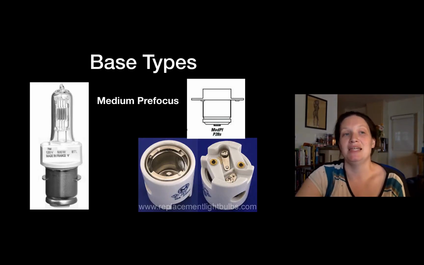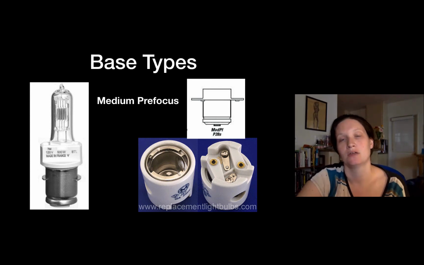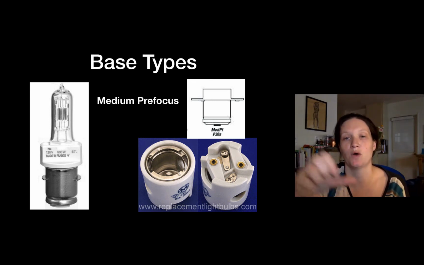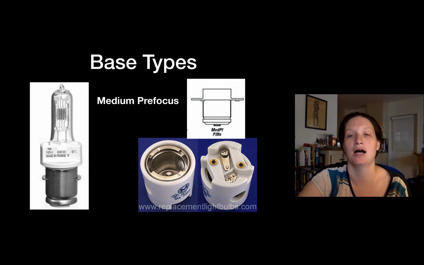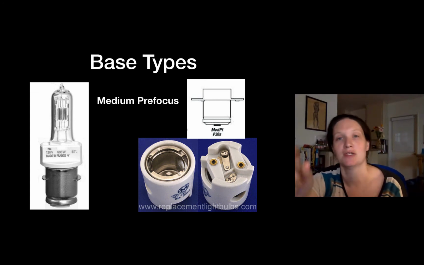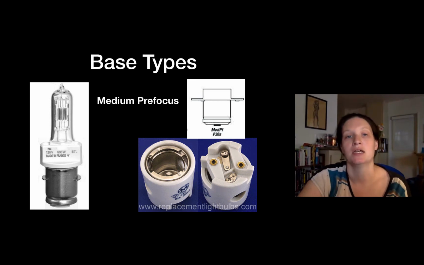We also have medium pre-focus, okay, and this is the kind that we had in the Fresnel until Dylan broke it, okay? So that pre-focus base has those two flanges, one is larger than the other, and that's the way you should put it into the socket, like in the Fresnel. That's the one I took apart completely during class. So that's your medium pre-focus base.